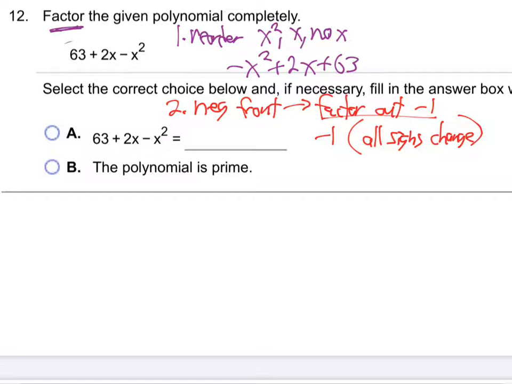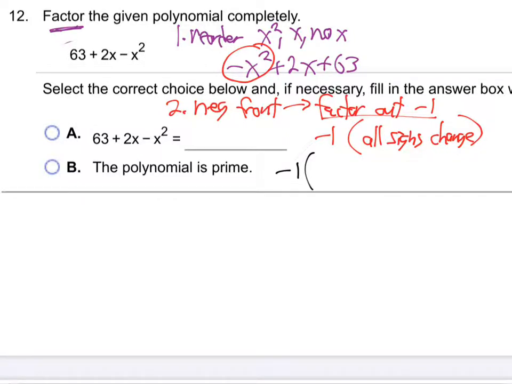So first step is to reorder. Take the signs with them. Step 2, if the front term has a negative, are you tracking with me? The reason I'm having an issue here is because this front term has a negative on it. We don't like that. That just makes things messy. We want to do something about that. And so what we do is we factor out a -1, and it changes all the signs.